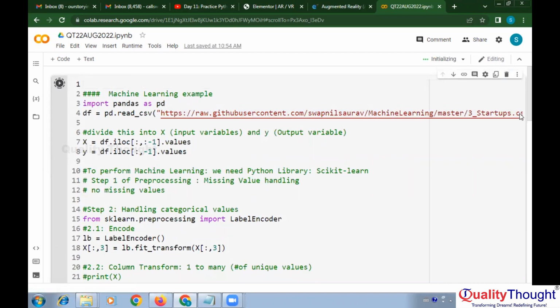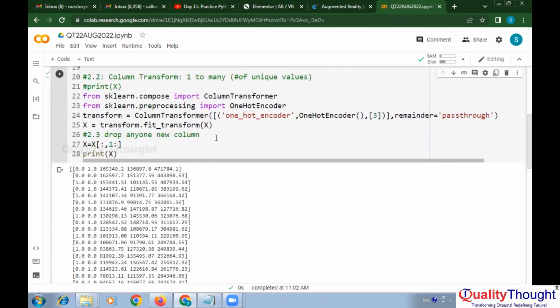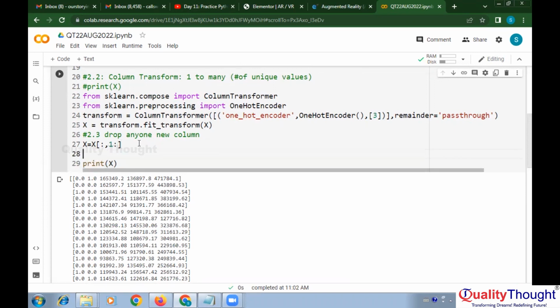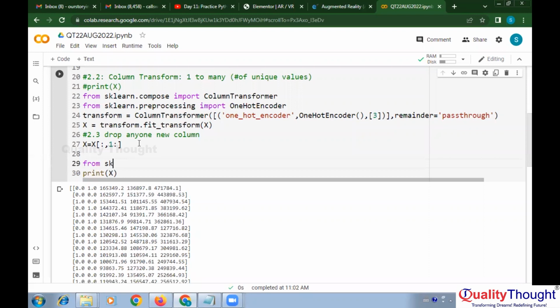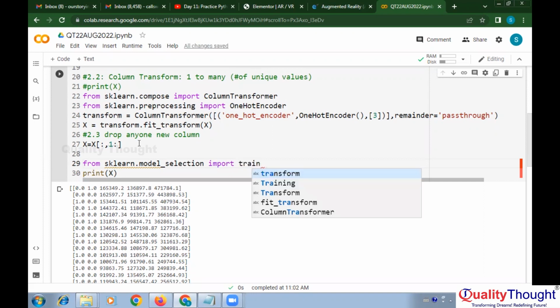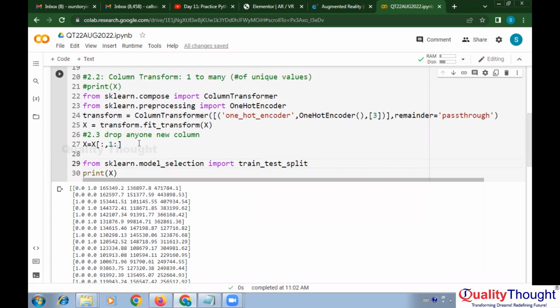Pre-processing has a lot of steps, and I'm just showing you one particular step. So our X is now pre-processed. Before we run the model, we have to split into training set and test set. How do you split? We use sklearn, from sklearn.model_selection import train_test_split.